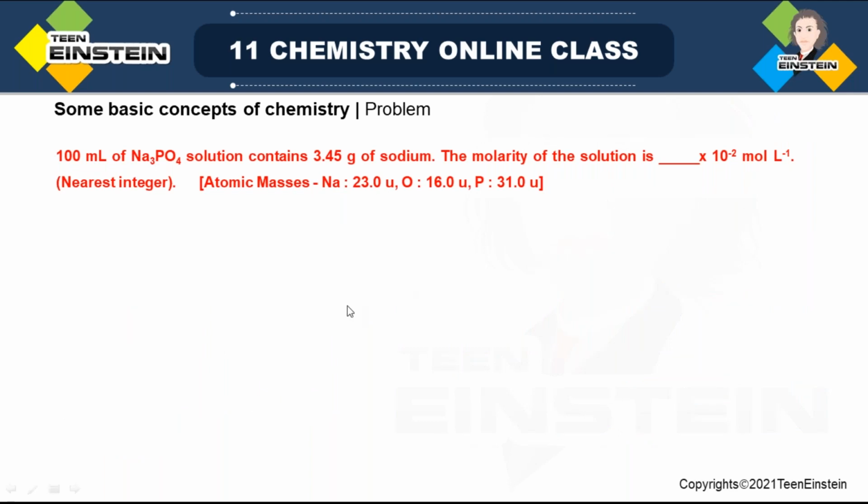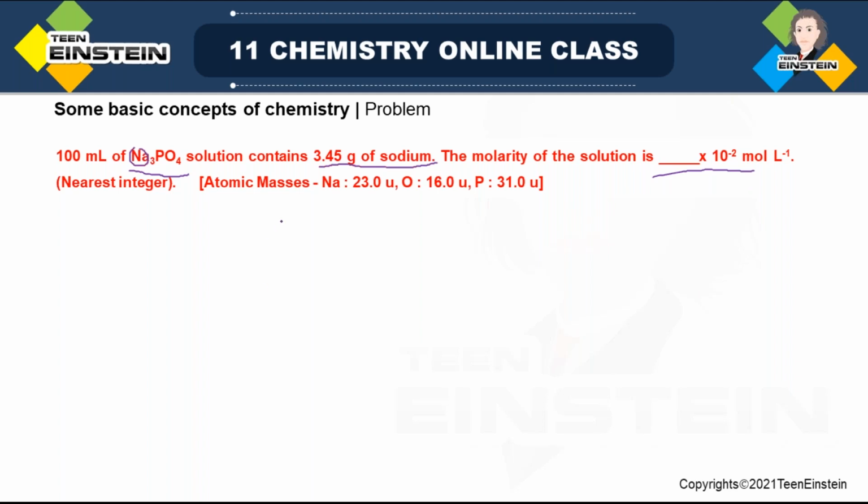Next, another problem. 100 ml of sodium phosphate solution, the formula is given, Na3PO4. It contains 3.45 gram of sodium. Now, what is the amount of Na3PO4? That is not given, but the mass of sodium, that is only one element, that is given, which is 3.45. You have to find the molarity of the solution in this format. Fill in the gap, multiplied by 10 to the power minus 2.